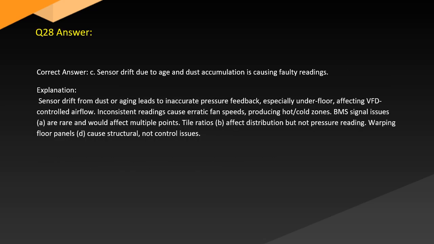Answer. Correct answer: C. Sensor drift due to age and dust accumulation is causing faulty readings. Explanation. Sensor drift from dust or aging leads to inaccurate pressure feedback, especially under the floor, affecting VFD-controlled airflow. Inconsistent readings cause erratic fan speeds, producing hot-cold zones. BMS signal issues would affect multiple points. Tile ratios, B, affect distribution but not pressure reading. Floor panels, D, cause structural, not control, issues.